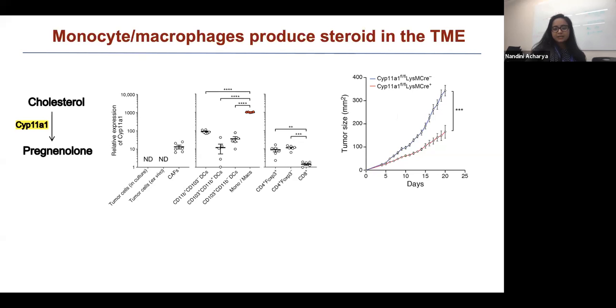And then we implanted the tumor MC38-OVA in these mice, the wild type and the knockout mice. And we saw that the knockout mice had significantly lower tumor burden compared to the wild type mice. So this shows that the steroids derived from the monocytes and macrophages are a major, key determinant of anti-tumor immunity.